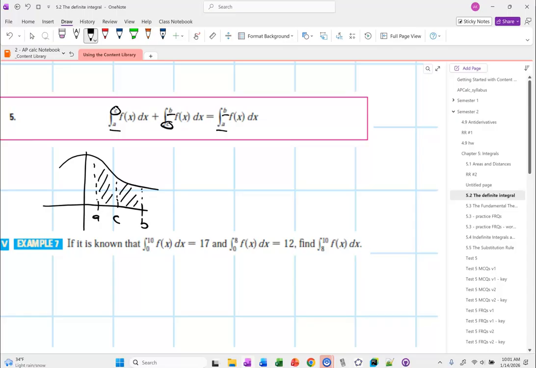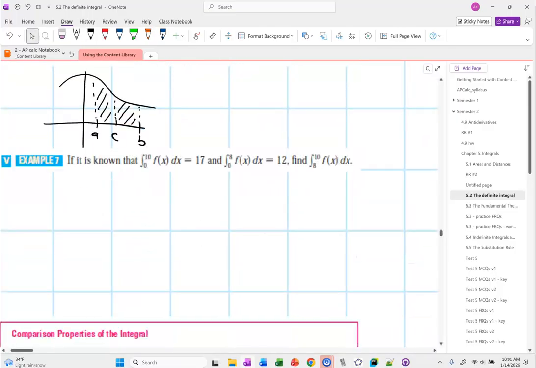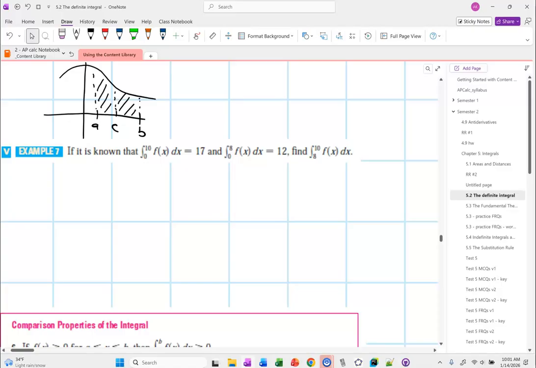Does everybody feel okay with that property? It feels very common sensey. When you draw the picture, it's like, well, of course that has to be how that works. If you take this area plus this area, it has to give you the whole area, right? All right. Classic AP question. We don't tell you what f of x is.